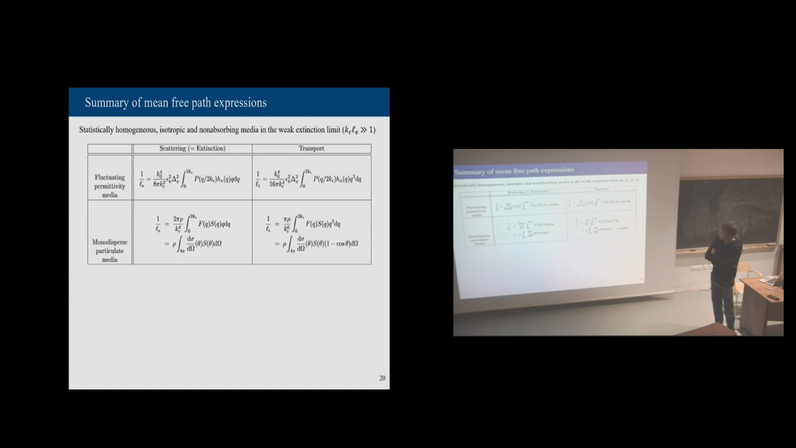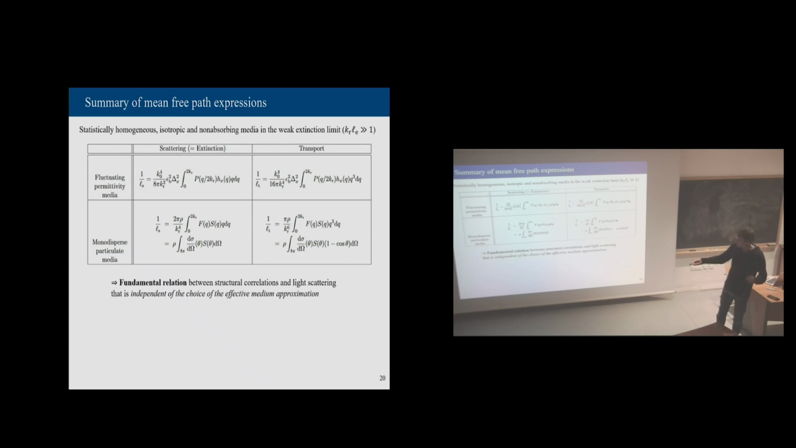So here I just want to summarize the different expressions that we have. We have seen that for fluctuating permittivity media, whatever the model that you use for the effective medium or the weak or the strong fluctuation theory, you get the same expression. We derive the same for the transport mean-free path, which is a slightly different expression, and the same for monodispersed particulate media. So this establishes really a fundamental relation between the structural correlations and the scattering of light. That is, again, independent of the choice of the effective medium approximation, which is a different problem.